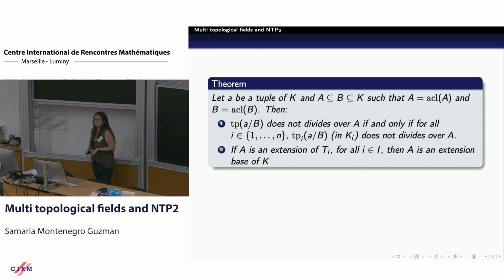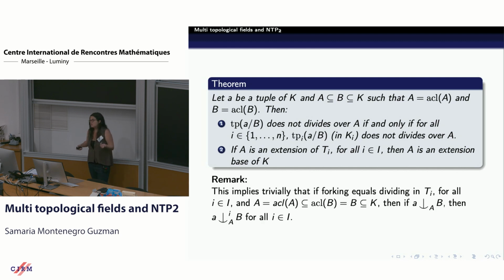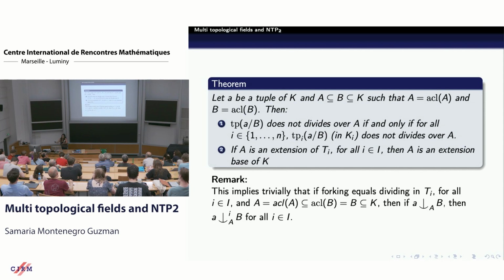And in particular, if A is an extension base of Ti for all i, then A will be an extension base of K. So of course, if forking equals dividing in Ti, then you will have that not forking is equivalent, in our PIC, to not forking in all i. So it's the same idea. Forking and dividing are really related to what happens with forking and dividing in each Ti, even if we don't have quantifier elimination, and you know that the definable sets are different and everything, but really everything depends on the topologies in the end, and on what we know about this topology in each Ti.